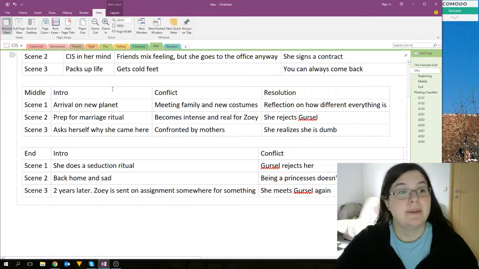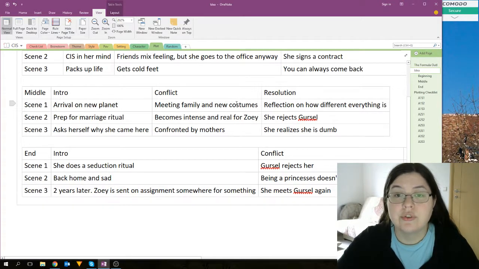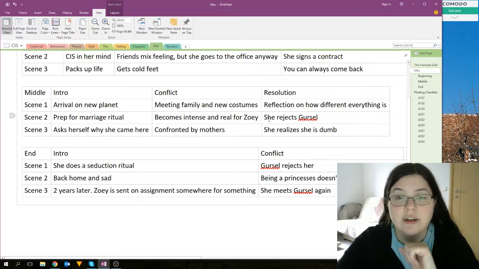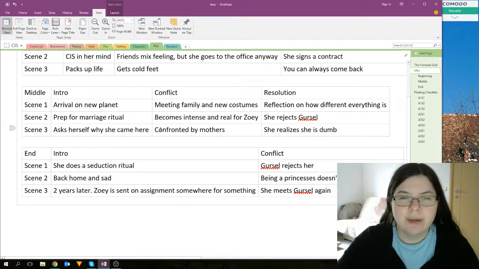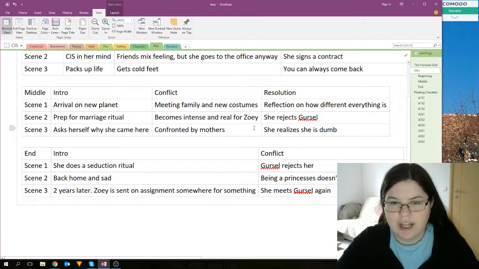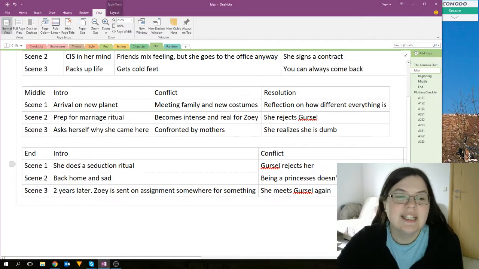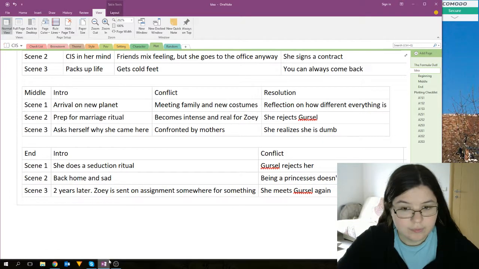Then we end up in the middle of the book where she arrives on the new planet, meets family, and is introduced to new customs, reflection on how different everything is. Then scene 2, prep for marriage ritual, becomes intense and real for Zoe, she rejects Giselle. Final scene, asks herself why she came, confronted by her mother-in-law, and realizes she's dumb. And then the ending is she does a seduction ritual to try and make it better. The plot twist is Giselle.